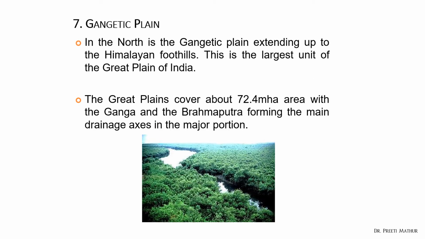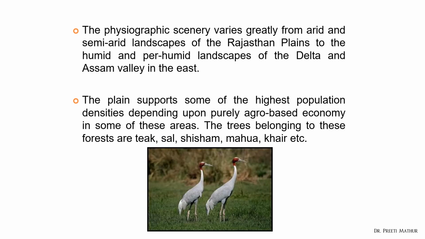Now in this slide I am showing you the picture of the Gangetic plains. These are present in the north and they are called the Gangetic plains, extending up to the Himalayan foothills. This is the largest unit of the Great Plain of India. The Great Plains cover about 72.4 million hectares, with the Ganga and the Brahmaputra forming the main drainage axis in the major portion.